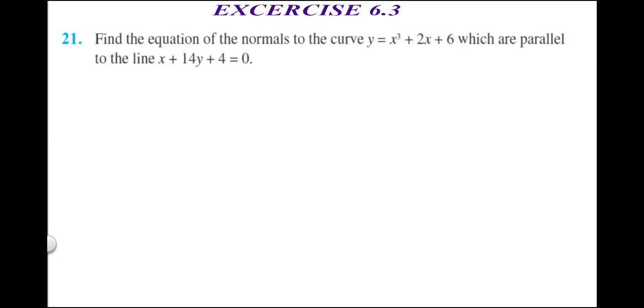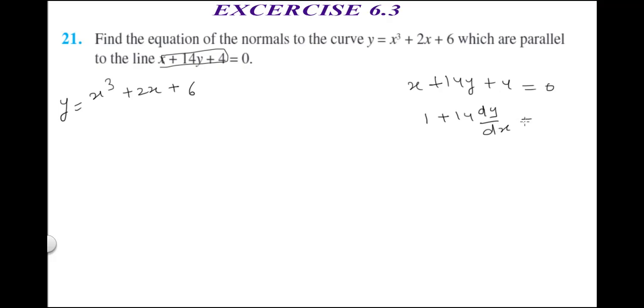Let us go to question number 21. In this, it is asked to find the equation of the normals to this curve. The curve is x cube plus 2x plus 6. These normals are parallel to this line. If normals are parallel to this line, that means the slope of normal will be equal to the slope of this line. So we can also find the slope of this line. Let us write this line, x plus 14y plus 4 equals 0. If we differentiate it with respect to x, we will have 1 plus 14 dy by dx equals 0. So what is dy by dx from here? Minus 1 upon 14. Clear?